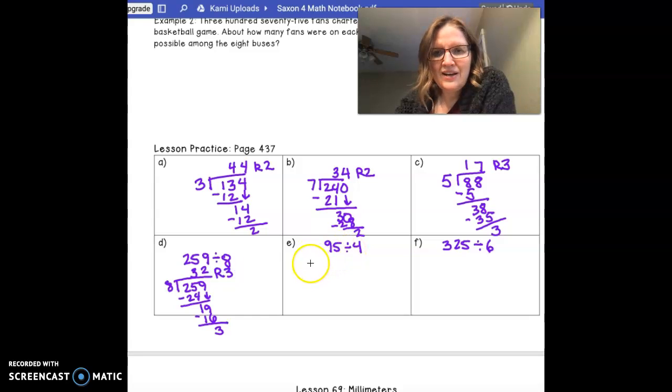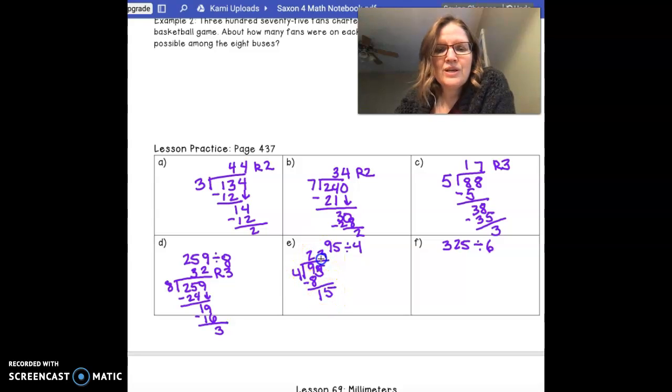And let's try 95 divided by 4. 9 can go into 9, 2 times. 2 times 4 is 8. We subtract, we have 1. We bring our 5 down.